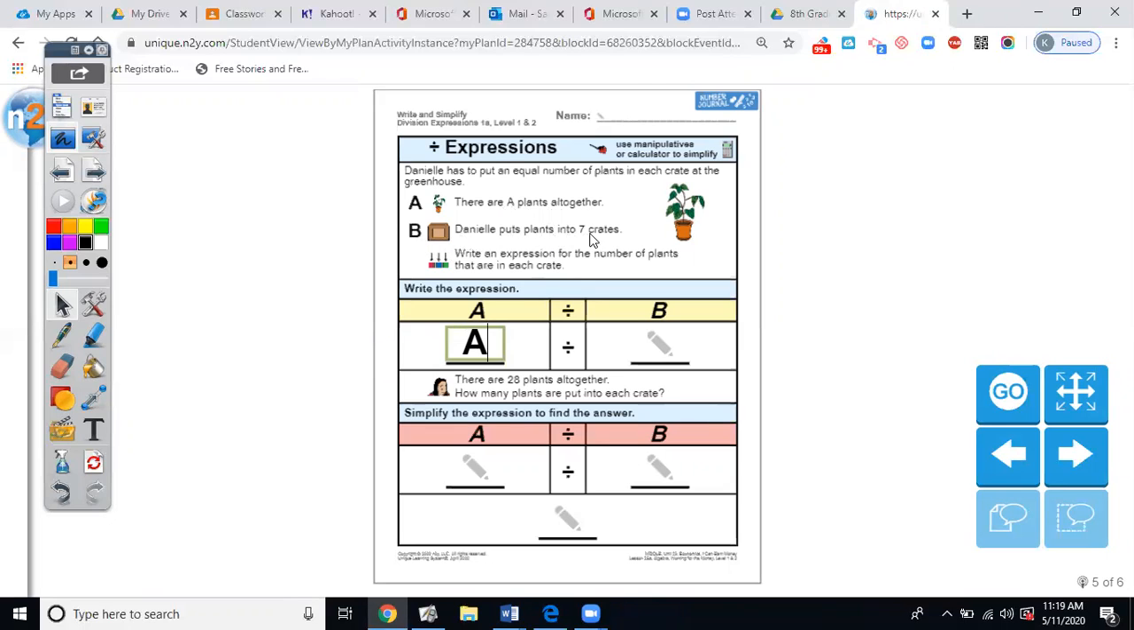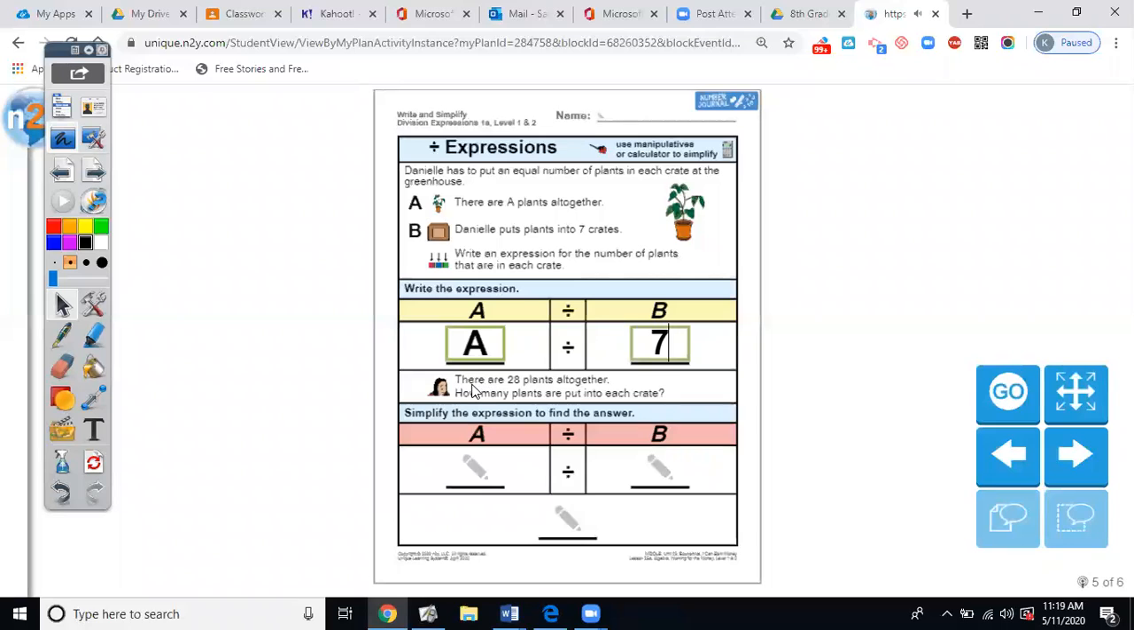Danielle puts plants into 7 crates. Okay, so B is the crate. A is the plant. B is the crates. But it gives us the number of crates, which is 7. So we'll plug in 7.